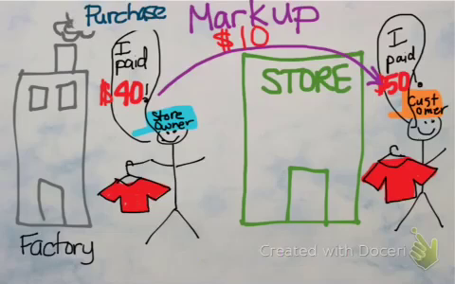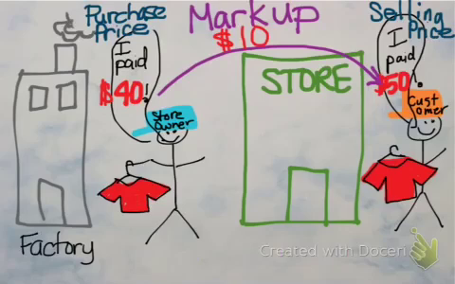So when we talk about these two purchases, the first one is called the purchase price and the second one is called the selling price. That's key. You're going to have to remember that for these problems. The purchase price is how much it was purchased for from the factory. The selling price is how much the store owner is selling it to the customer.